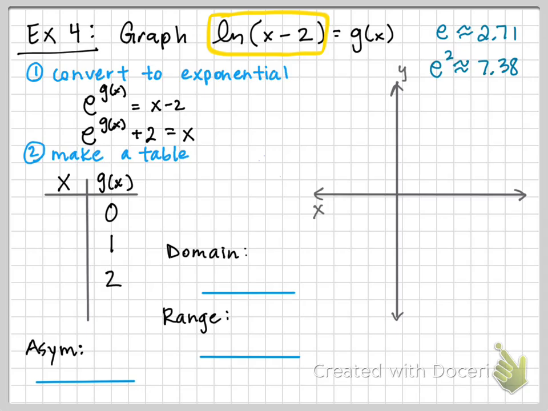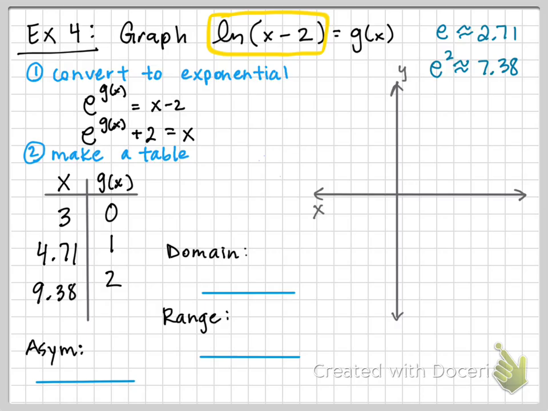From here, I plug in 0. E to the 0 is 1. 1 plus 2 is 3. Plug in 1. E to the 1 is 2.71 approximately, and if I add 2 to that, I'm at 4.71. If I do e squared, that's 7.38, and if I add 2, I'm at 9.38.